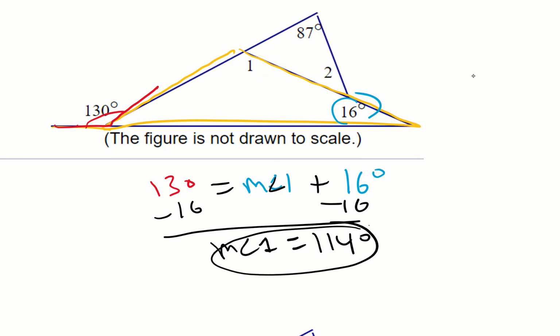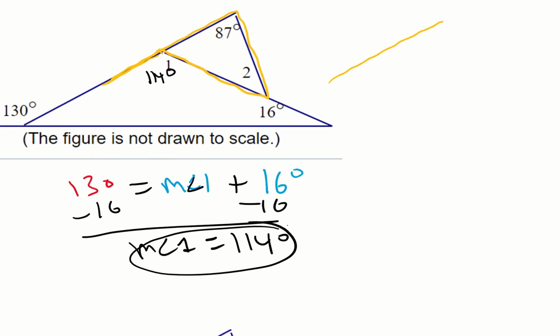Okay, so we know that this is 114. Now let's look at another triangle. If we want to figure out angle 2, let's look at this triangle right there. Now we have an exterior angle right here. This exterior angle is 114, because we found it earlier, right? It was 114 right here. And the remote interiors are 87 and angle 2.